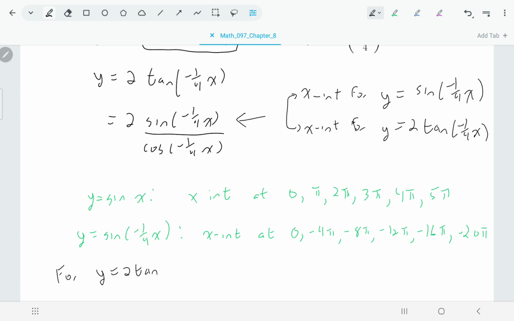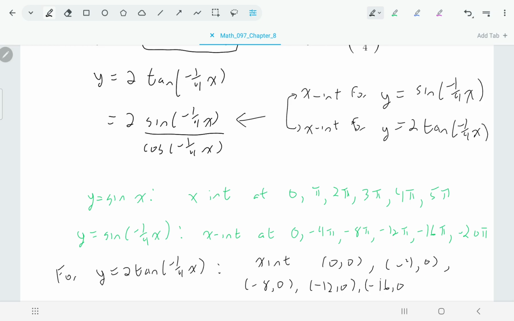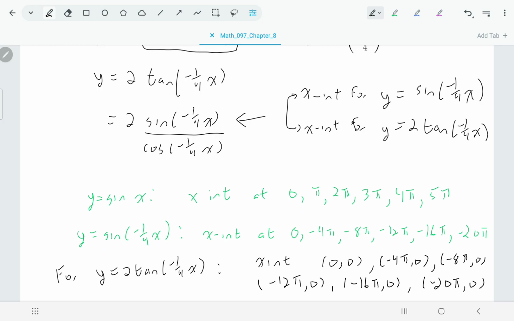So now if I wanted to give my answer here for the negative 2 tangent of a quarter x, so for 2 tangent of negative a quarter x, I can say that the x-intercepts are 0, 0, negative 4, 0, negative 8, 0, negative 12, 0, negative 16, 0, and I forgot all the pi's. I'll try that again. 0, 0, negative 4 pi, 0. Negative 8 pi, 0. Negative 12 pi, 0. Negative 16 pi, 0. And negative 20 pi, 0. And those are 6 that I chose.